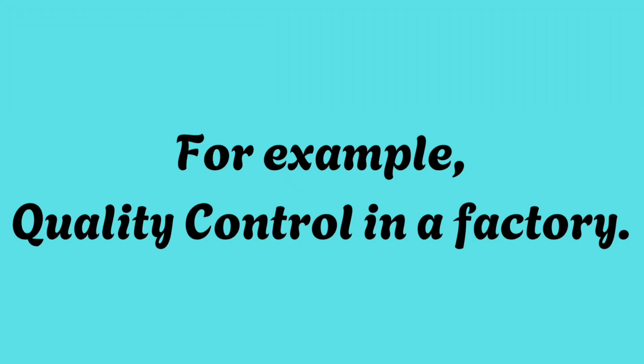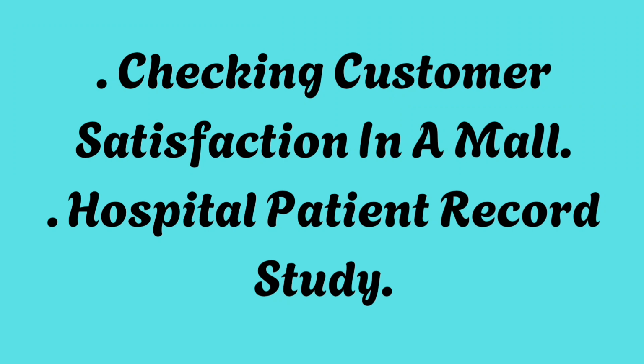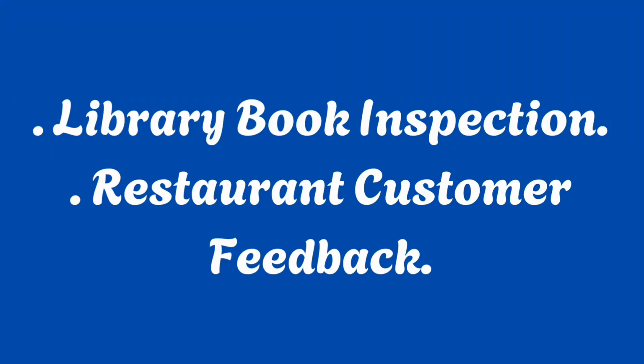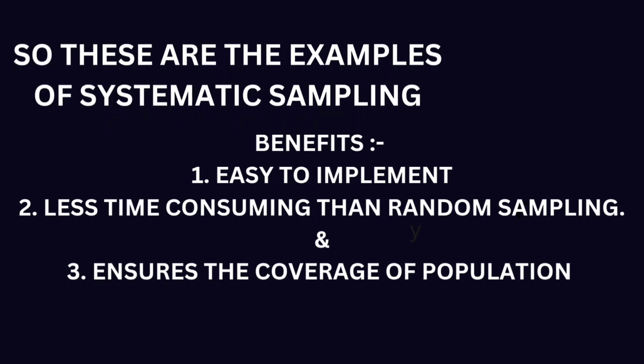Examples include quality control in a factory, checking customer satisfaction in a mall, hospital patient record study, school attendance checking, election polling, library book inspection, and restaurant customer feedback. So these are certain examples of systematic sampling, right? Systematic sampling is easy to implement. It's less time consuming than random sampling and ensures even coverage of the population, right?